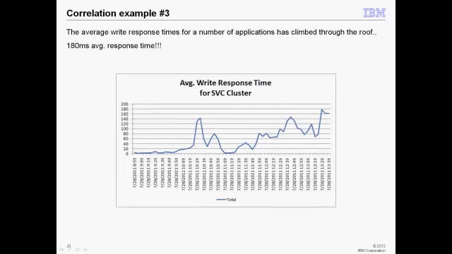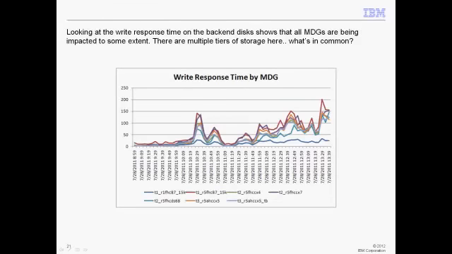Here's another correlation example. In this case, the client is reporting a severe performance degradation, which is understandable given the average aggregate response time for the cluster has climbed to 180 milliseconds. Now we begin to look for the influencing workload.